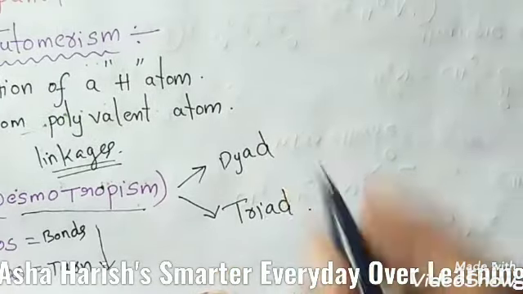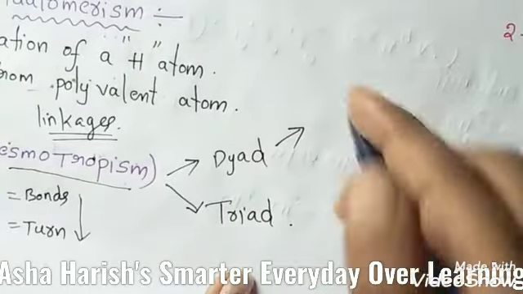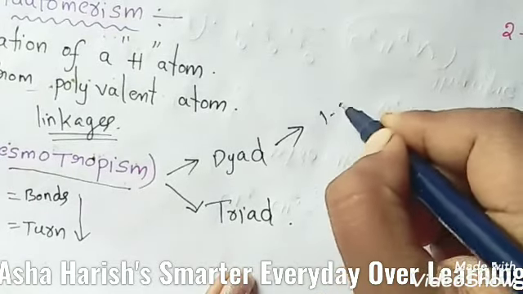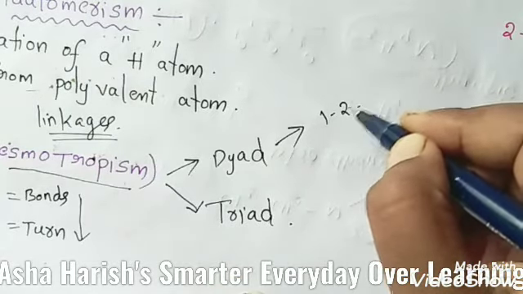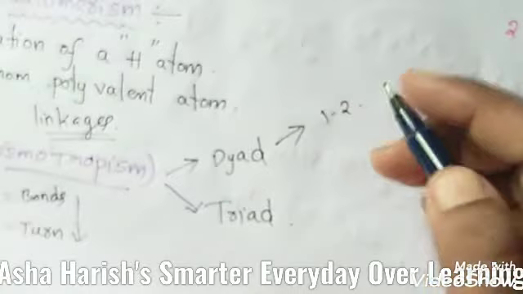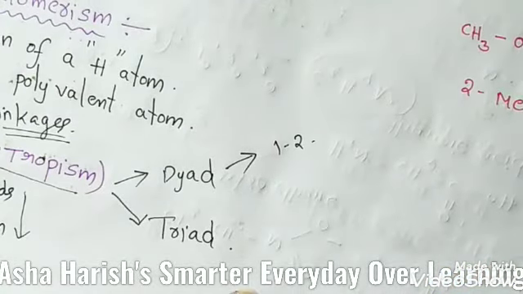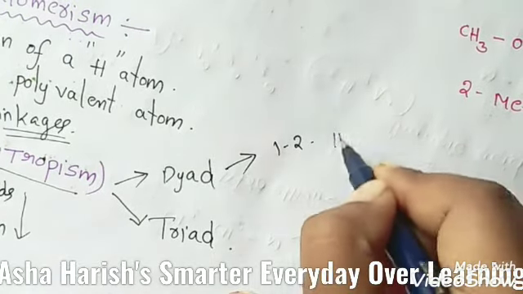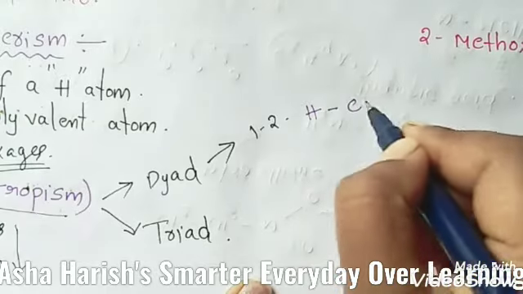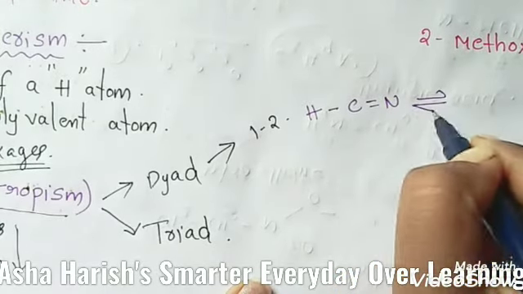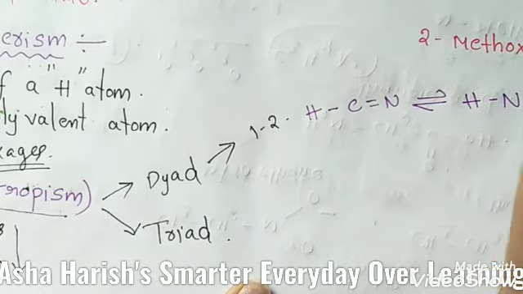Okay, let's see one by one, about this dyad system. This type of tautomerism involves a 1,2 migration of a proton from one polyvalent atom to another within the same molecule with necessary rearrangement of linkages. For example, here you can see from HCN, NC.